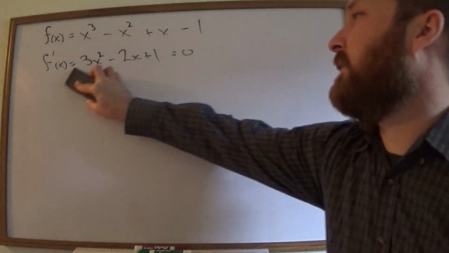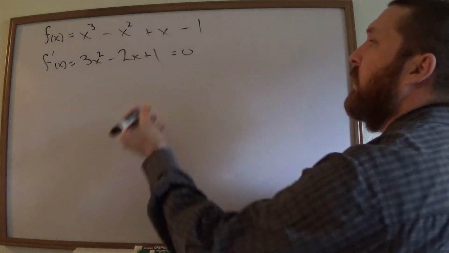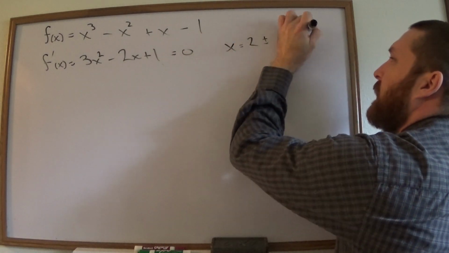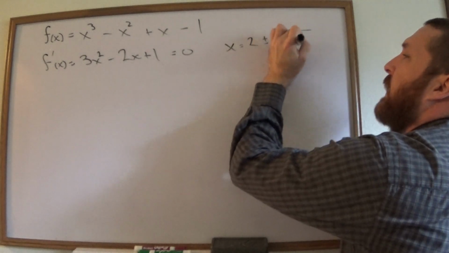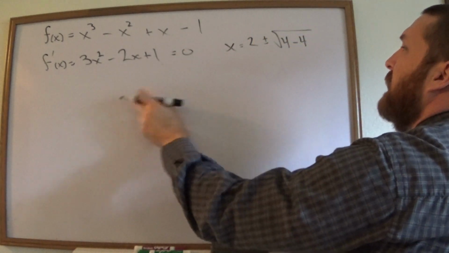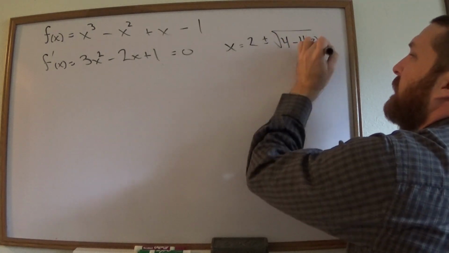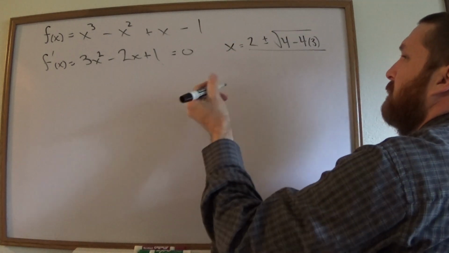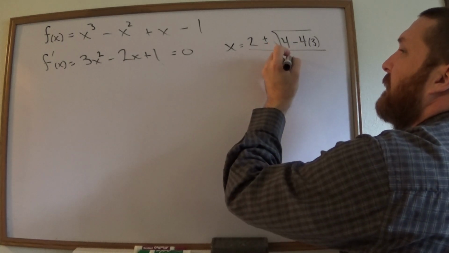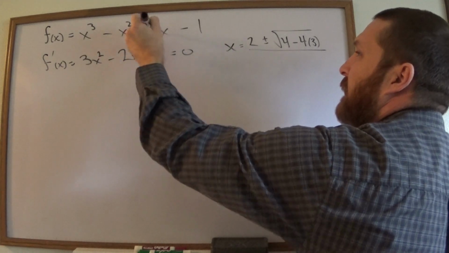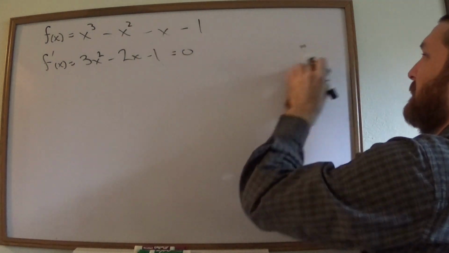Quadratic. Okay, so let's do our quadratic, and that gives me x equals 2 plus or minus the square root of 4 minus 4 times a times c, which is 4 times 3. We get a complex number. Okay, whatever. Let's pretend that we didn't get a complex number. Now we can factor this way.